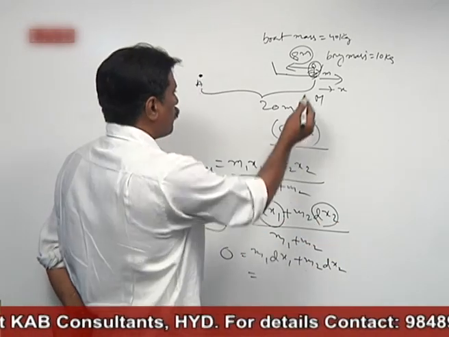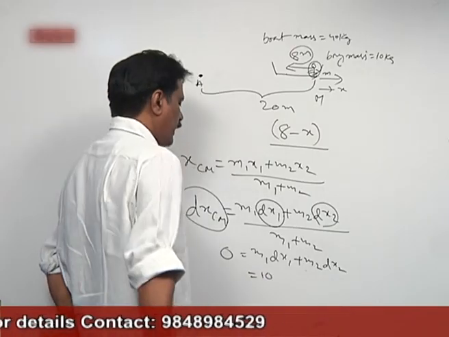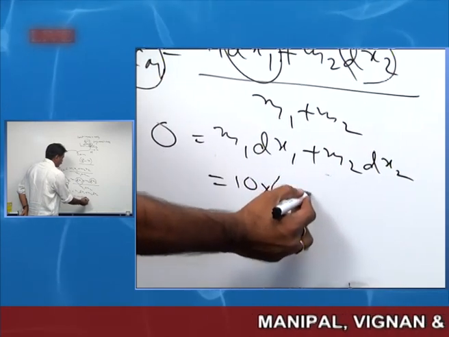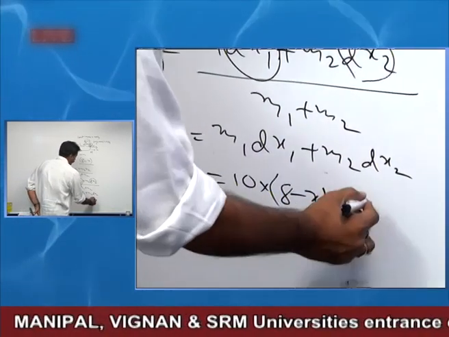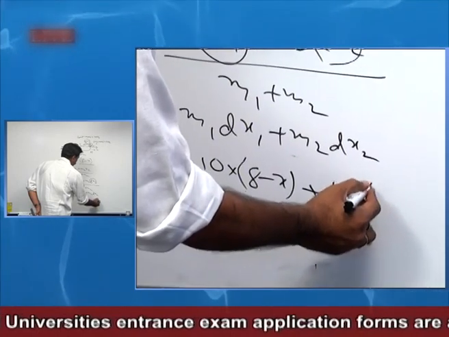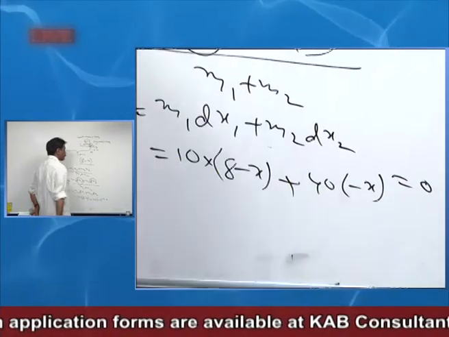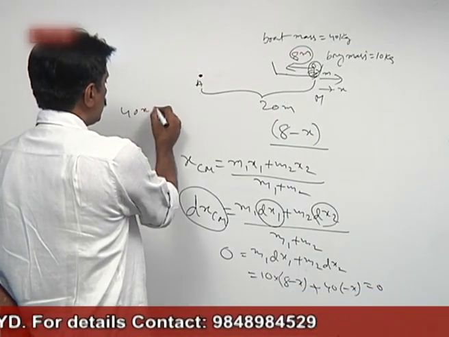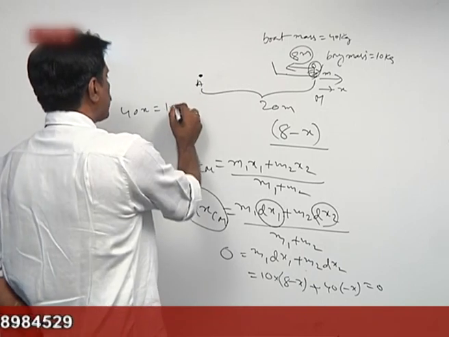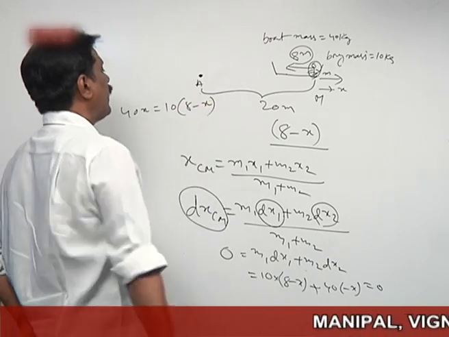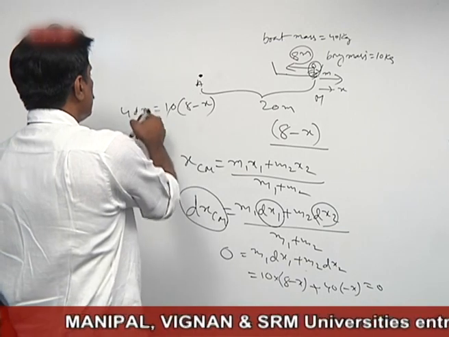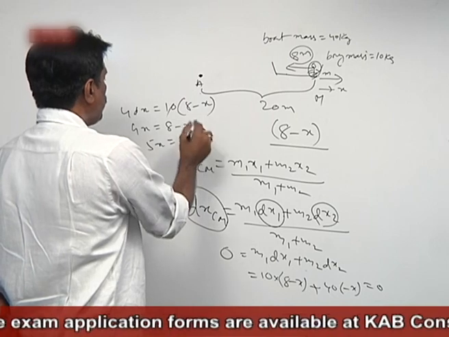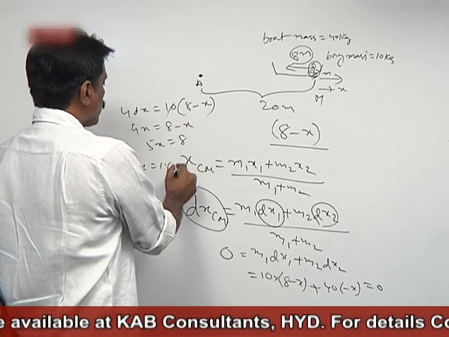Now, m1 is the man or boy, mass 10 kg given, no? 10 into dx1, which means 8 minus x, plus m2 is 40 into minus x, equal to 0. That means 40x is equal to 10 into (8 minus x). The zeros get cancelled, 4x is equal to 8 minus x, 5x is equal to 8, x is equal to 1.6.